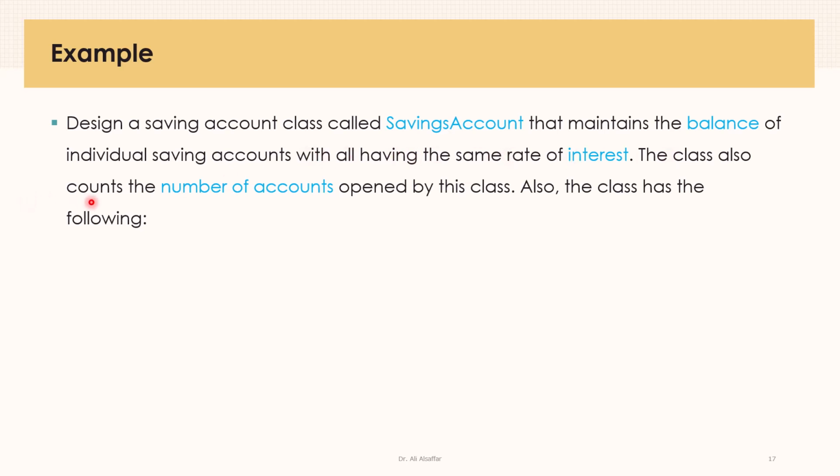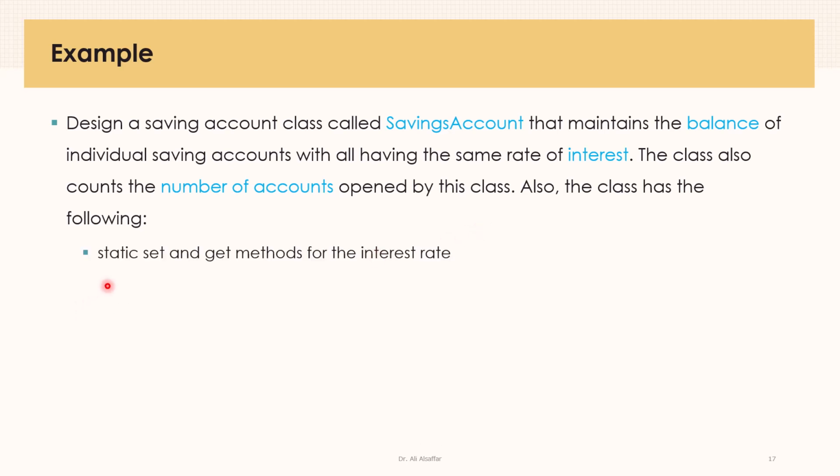The class also needs to count the number of accounts opened. In other words, we need to count how many objects are created from this class. To do this, we define a static variable called numberOfAccounts, and we increment this variable inside the constructor, because every time we create an object, the constructor will be called and this variable will be automatically incremented by 1. In addition to that, we need to define the following methods.